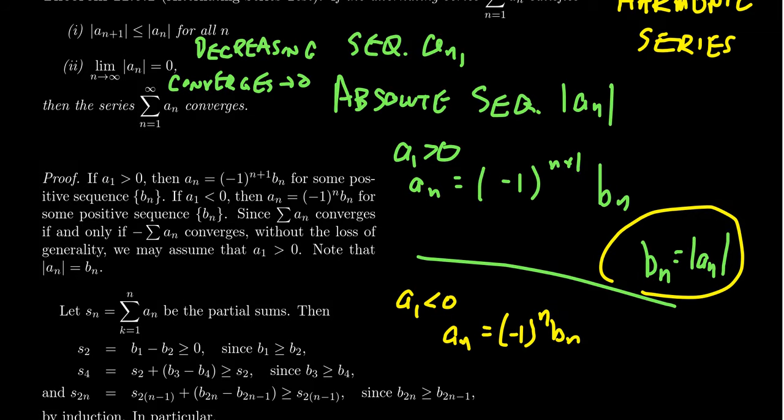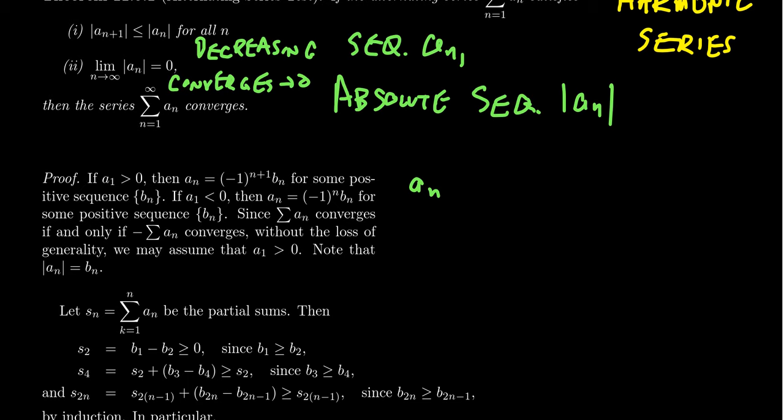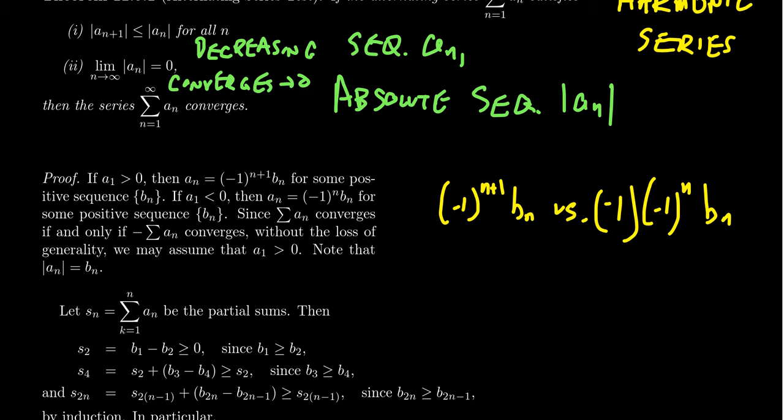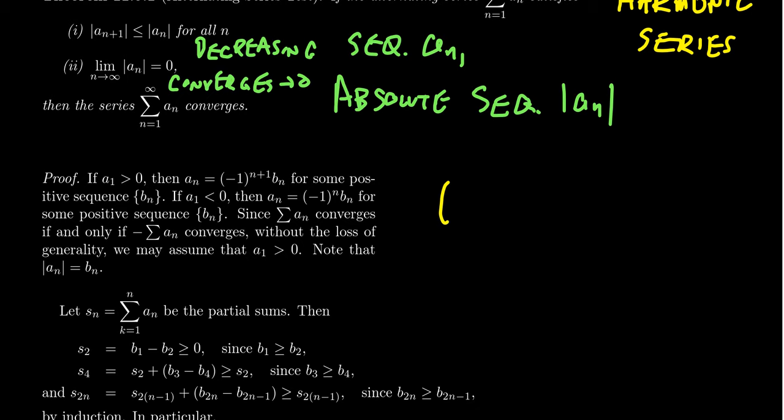The good news is that these two options, negative 1 to the n plus 1 times bn versus negative 1 to the n times bn, only differ by a factor of negative 1. And as such, when it comes to the series in play, you have the series a sub n versus the series negative a sub n. Multiplying a series by negative 1 doesn't change its convergence or divergence. So if one converges, then so does the other, and if this one converges, then so does that one.